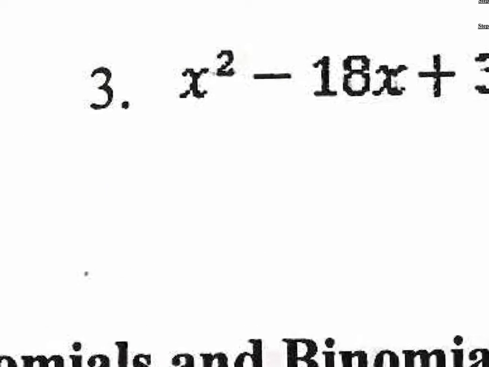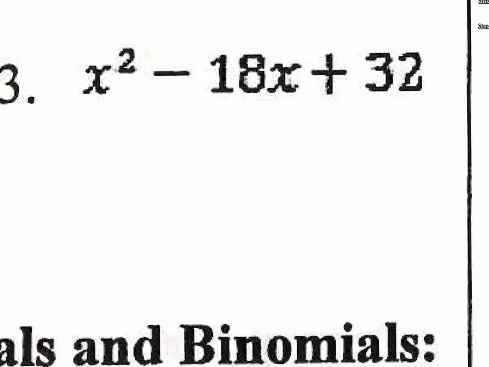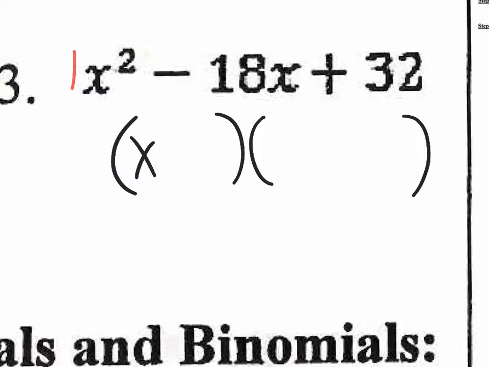How about this guy right here? Beautiful, nice and easy. My favorite types of factoring problems. Why? Because the a value is 1. So all you do is think what times what is 32 that if you combine together is negative 18.